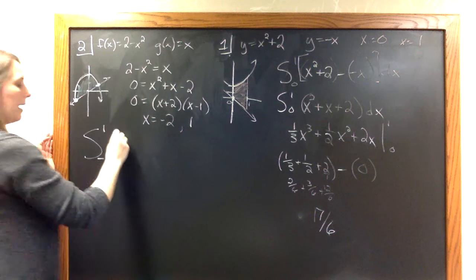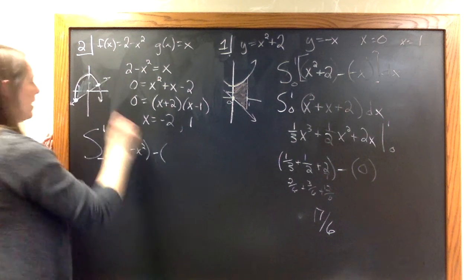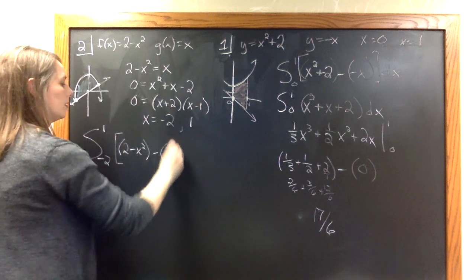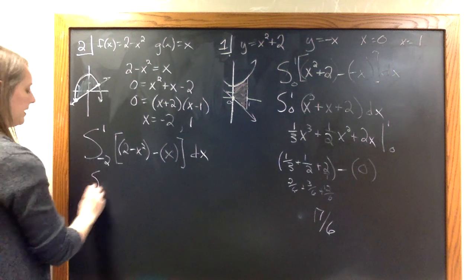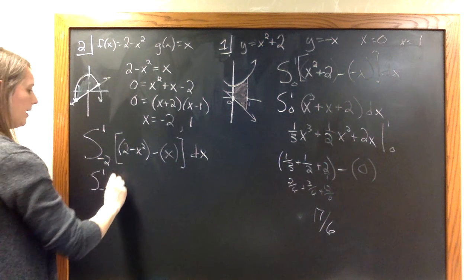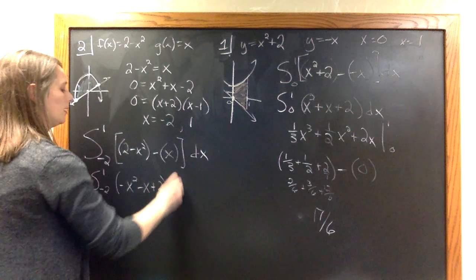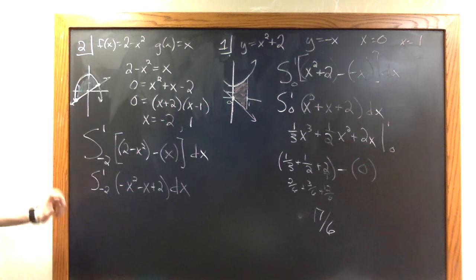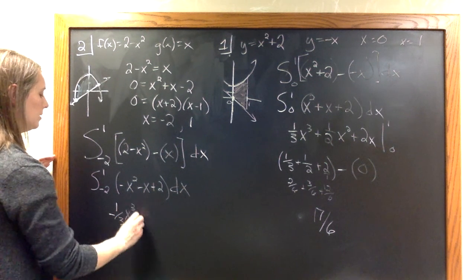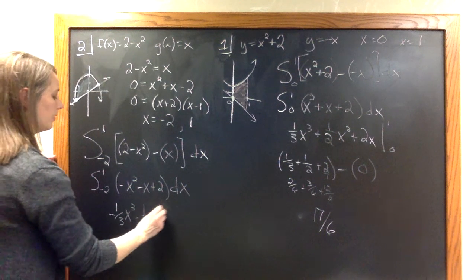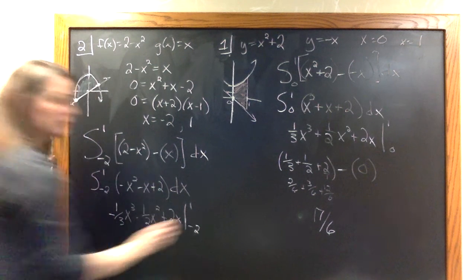The top curve is the parabola, so 2 minus x squared. And the bottom curve is just the line. And maybe we want to clean that up before we take the antiderivative of it. That's going to give us -x squared minus x plus 2. And then we'll take the antiderivative of that, which is -1/3 x cubed minus 1/2 x squared plus 2x. And we're evaluating from 1 to, no, not -1, to -2.